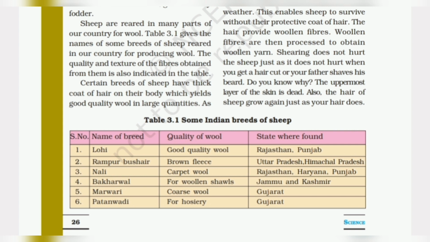Shearing does not hurt the sheep, just as it does not hurt us when our hair is cut or when our father shaves his beard. The reason is given here for why it doesn't hurt while cutting off the hair. The uppermost layer of the skin is dead, that's why they can't get hurt by cutting off the hair. Also, the hair of sheep grows again just as our hair does.